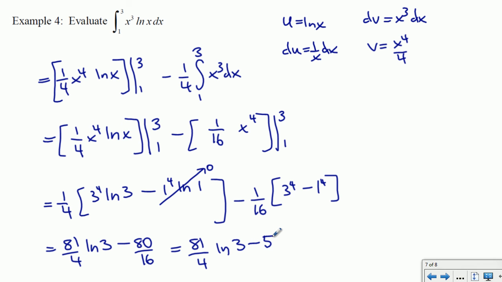And that's fairly sufficient, but we could also use our log laws to turn this into 81 over 16 ln of 81 minus 5. So the choice is yours which final form you want to leave it in. I'm kind of partial to this one with the repetition of 81, but this is good enough.